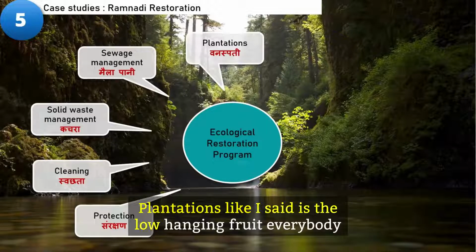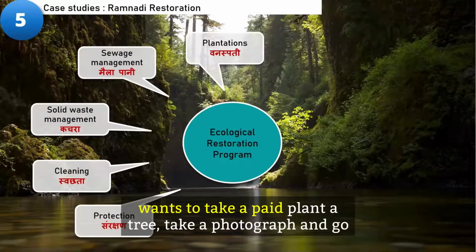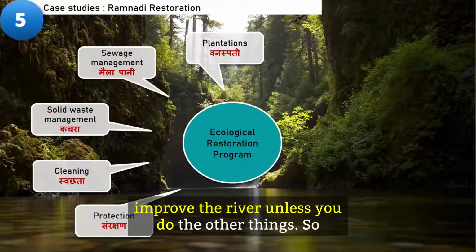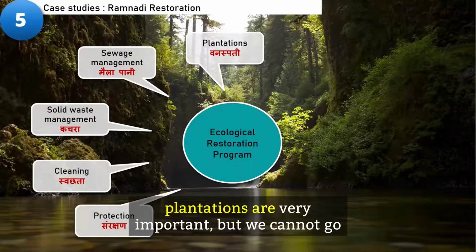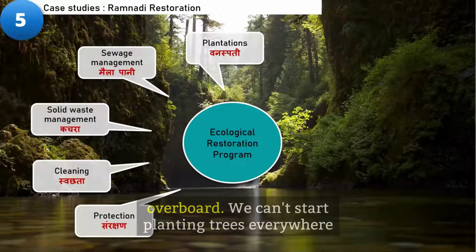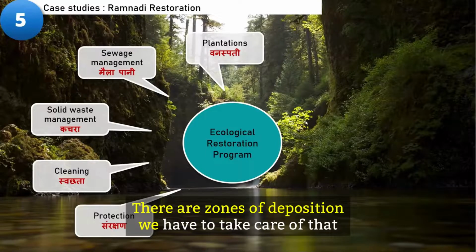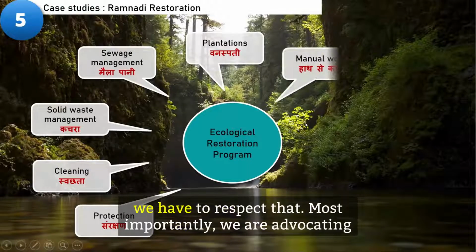Plantations, like I said, are the low-hanging fruit. Everybody wants to dig a pit, plant a tree, take a photograph and go away. But plantations by themselves are not going to improve the river unless you do the other things. Plantations are very important, but we cannot go overboard. We can't start planting trees everywhere the river is. There are zones of erosion, there are zones of deposition. We have to take care of that. We have to respect that.